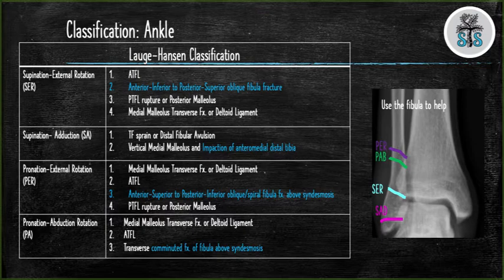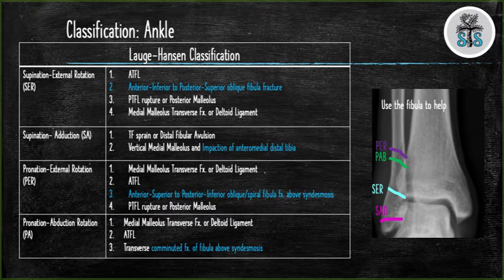What makes the pronation external rotation subtype unique is the fracture orientation of the fibula as it goes from anterior superior to posterior inferior. Lastly, the pronation abduction type injury has a comminuted fibula fracture above the level of the syndesmosis.